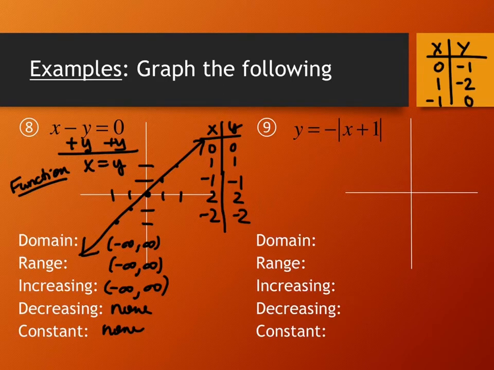All right, so notice what happens if this is all I plot so far. What do I have? 0, negative 1. I have 1, negative 2. And then I have negative 1, 0. It kind of looks like right now like it's a line. Agreed? What shape should this one have? A V. It should definitely be a V shape.